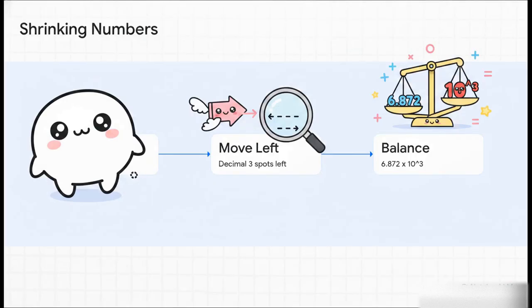Well, let's actually see this in action. To shrink a normal number like 6872 into standard form, we look for the decimal point. Now, it's hiding at the very end. We need our front number to be between 1 and 10, so we move the decimal left 1, 2, 3 spots. Boom, it becomes 6.872. Perfect. But we can't just shrink a number and pretend nothing happened, right? We have to balance the scales. Since we made the number smaller by moving the decimal left 3 times, we balance it out by multiplying by 10 to the positive third power.